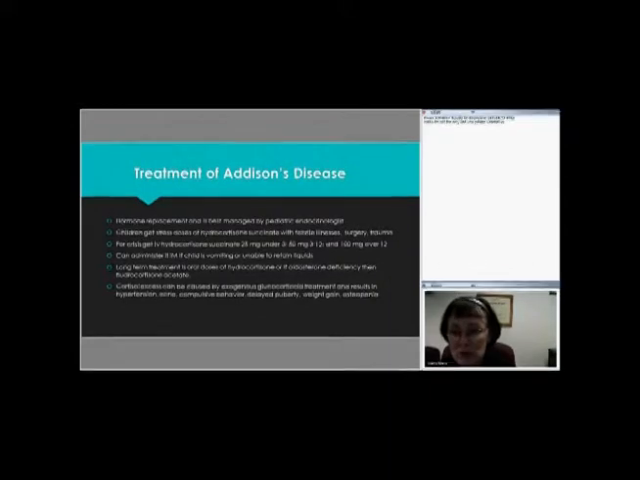The long-term treatment, however, is oral, and it can include fludrocortisone acetate if they have trouble with aldosterone deficiency as well. So if you give them cortisone, then the excesses can result in hypertension, acne, compulsive behavior, delayed puberty, weight gain, and osteopenia. So that's the result of the toxicity of steroids.